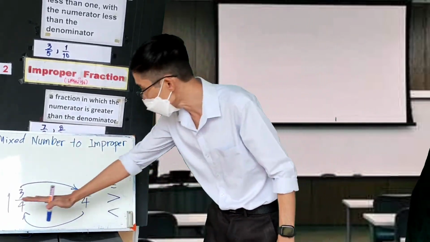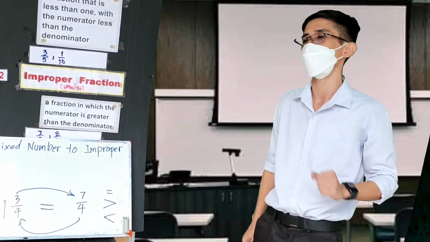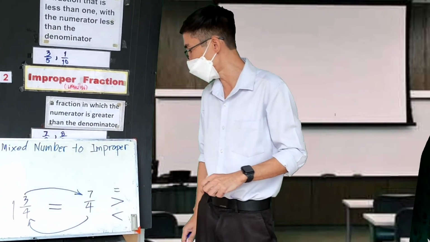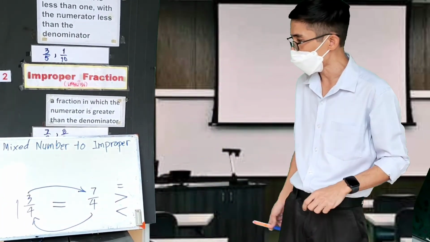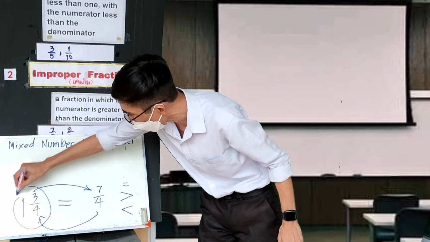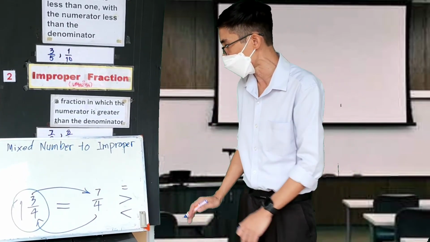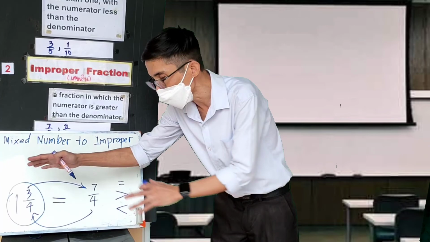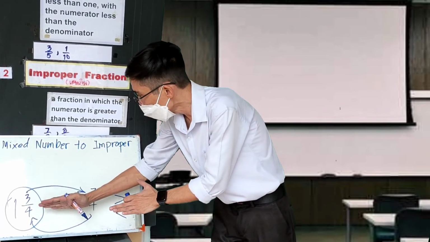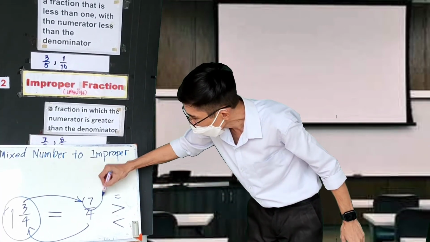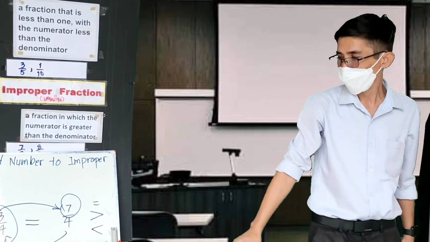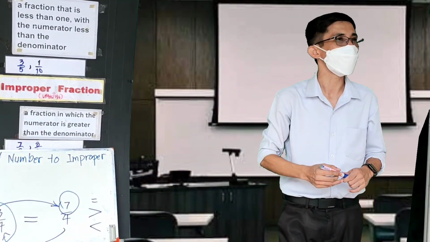Okay, now based on these two given fractions, we have 1 and 3 over 4 and 7 over 4. So if we will convert 1 and 3 over 4 to an improper fraction, just by looking at the given numbers here, how can we get the numerator, number 7? Anyone?